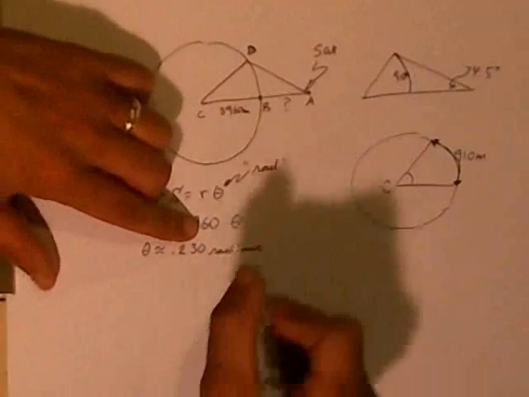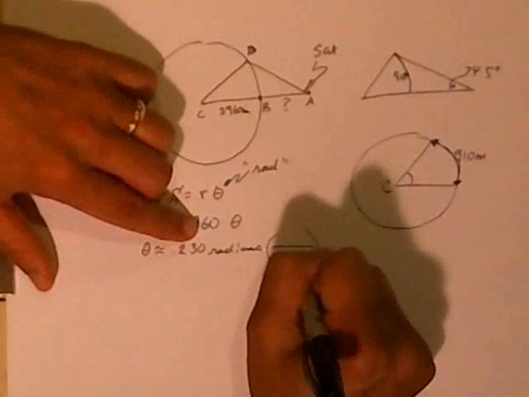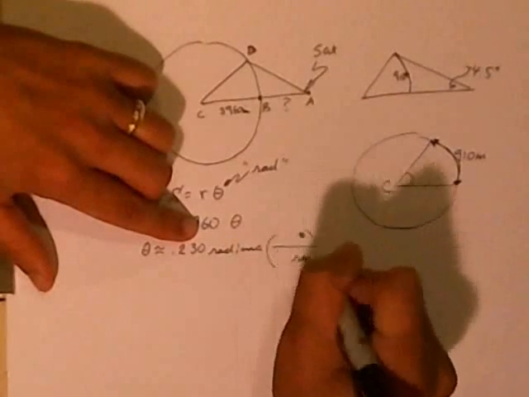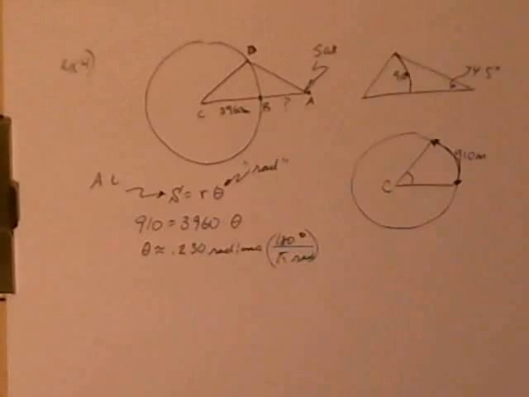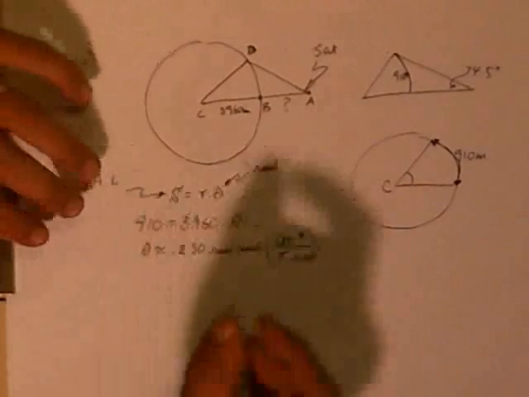To convert radians to degrees, put the radians here, put the degrees right here. Pi radians is 180 degrees, so we're going to take this number, 0.230, multiply by 180, and then divide it by pi. It's approximately 13.2 degrees.